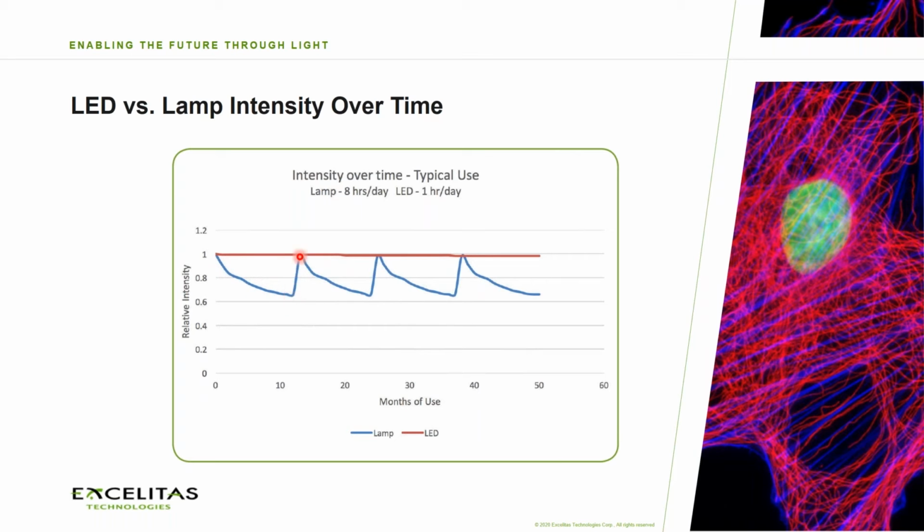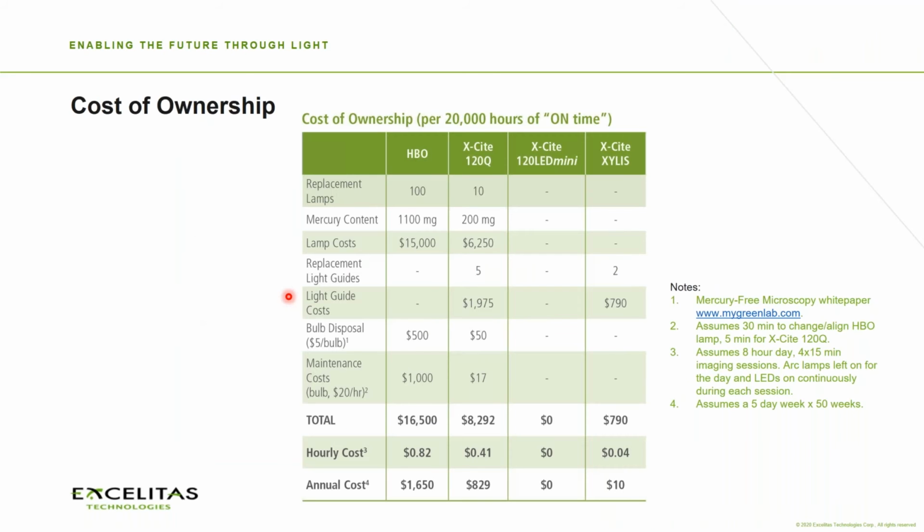So just to give you an example here of how the lamps degrade over time. You take out a new lamp, it's degrading within about 10 months. You have to buy a new one, it degrades. Put in a new one, degrades. So this is just showing you the difference between the lifetime of an LED, which goes on and on for years, versus a lamp, which you have to actually replace at some point because the intensity goes below what's acceptable for your experiments.